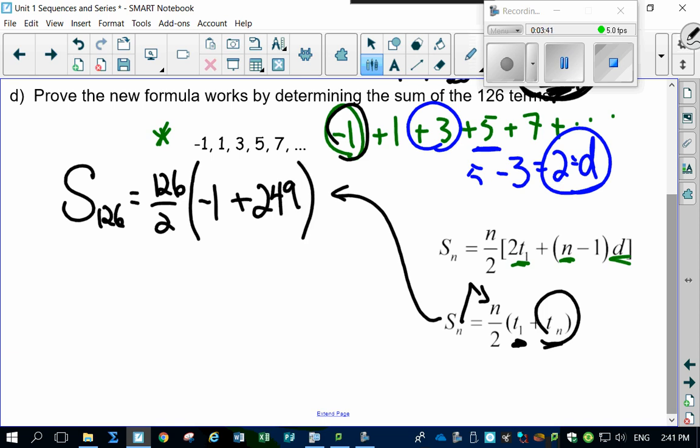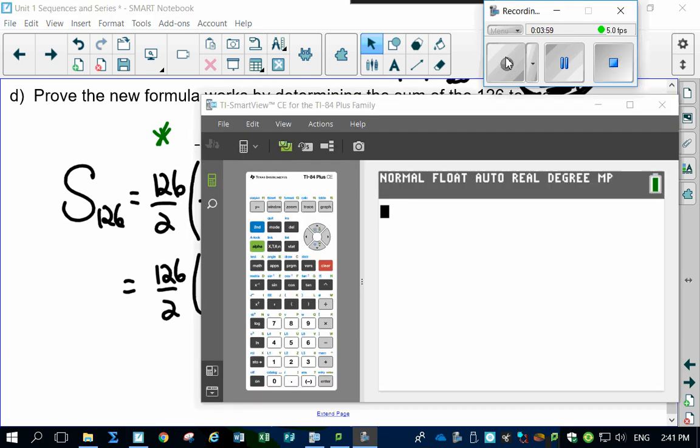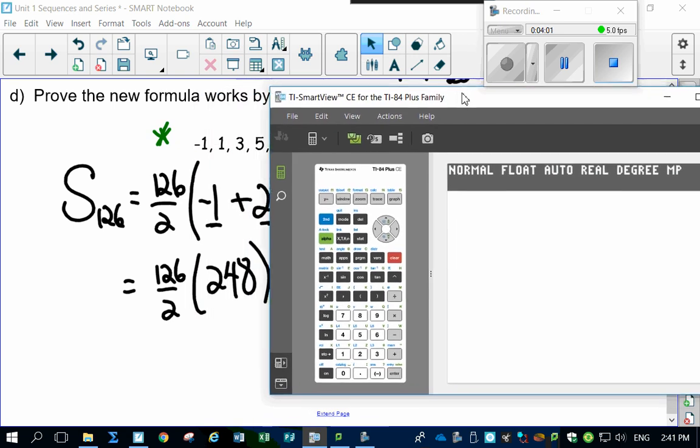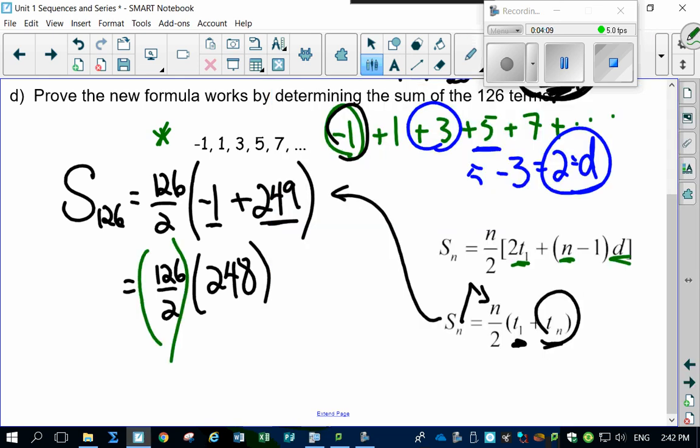Okay. So all we have to do now is add this up and multiply. 126 over 2 times -1 and 249, that works out to be 248. And all you got to do now is put this in our handy dandy little calculator, crank the button, and find out an answer. I've got my calculator right here. First things first, I'm going to multiply this, but I need to keep this in a bracket. I can always go 126 divided by 2, and some people can do that in their heads really quickly. Of course, that's 63.